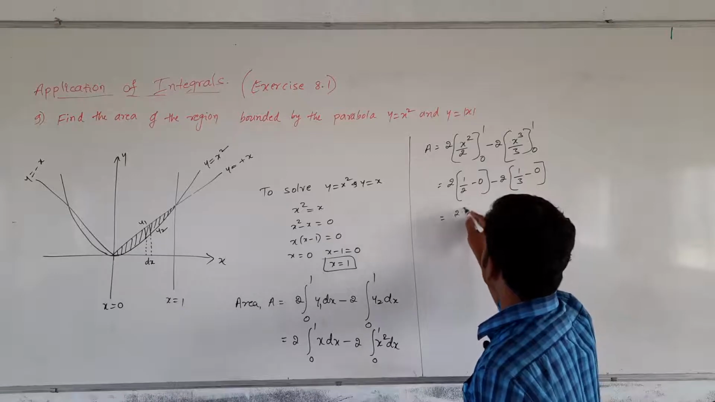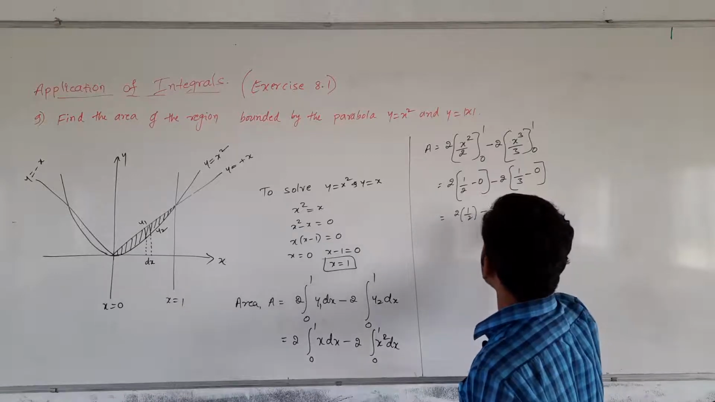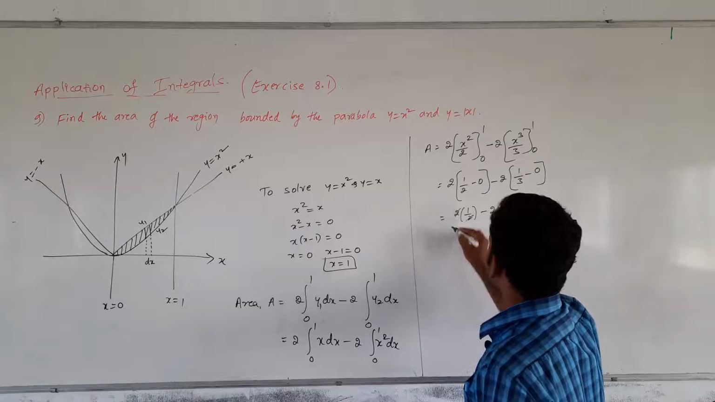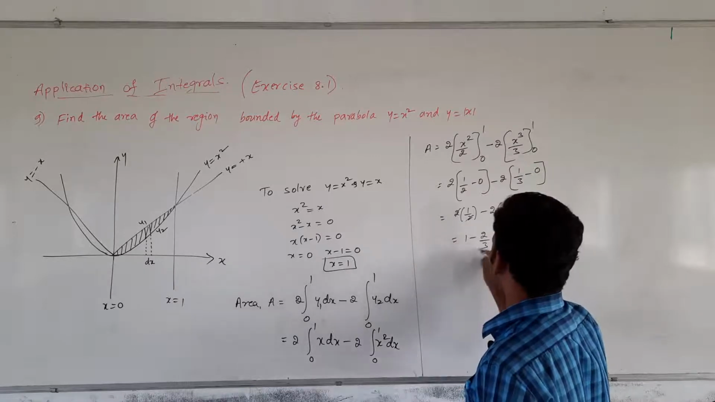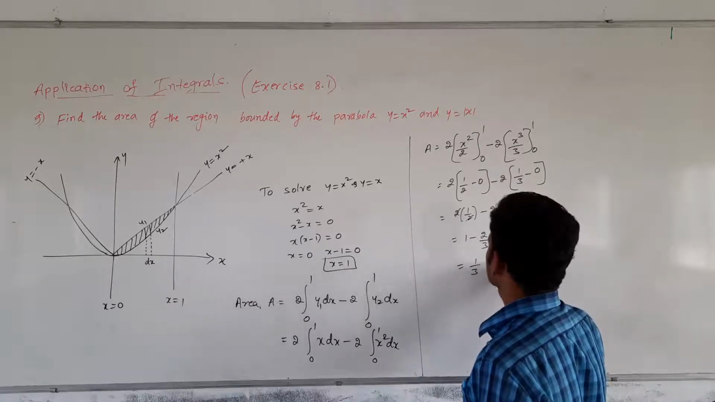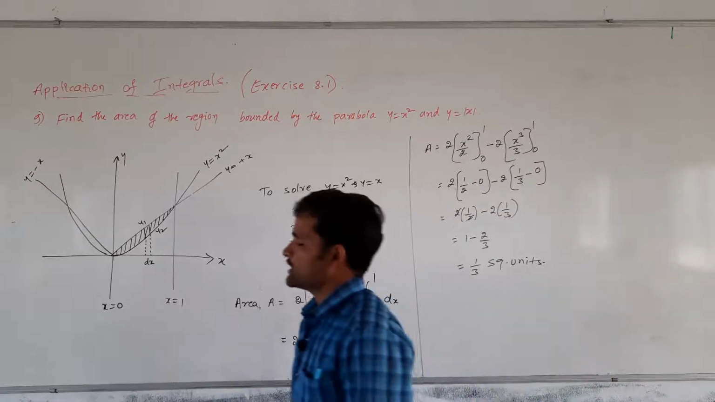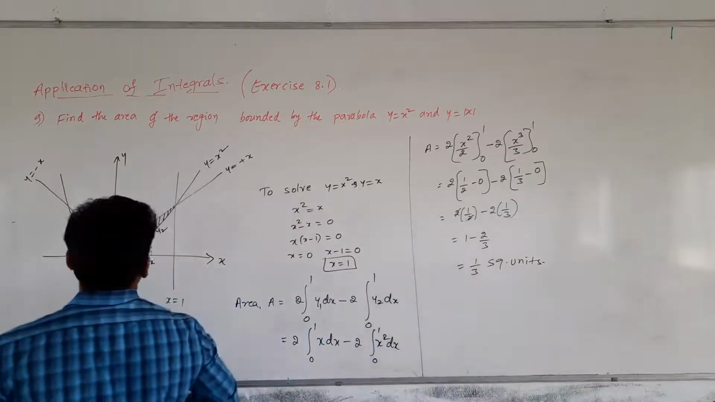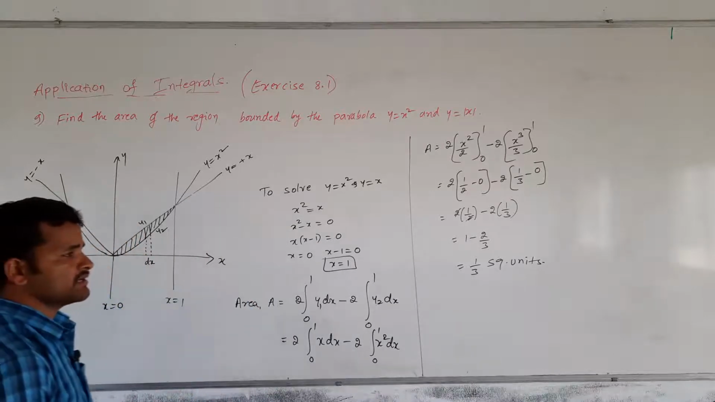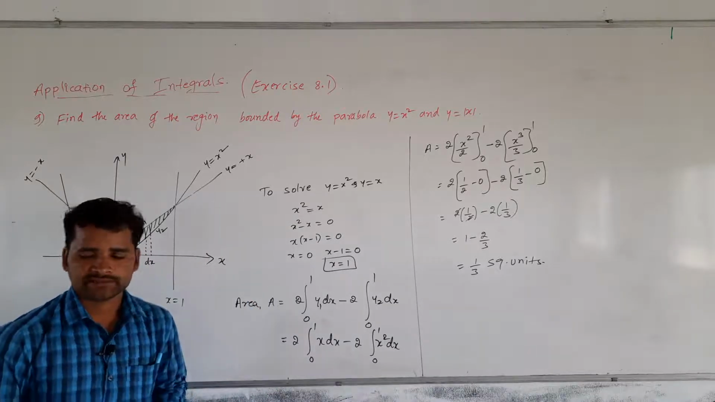So this is 2 into 1 by 2 minus 2 into 1 by 3. 2 gets cancelled out, 1 minus 2 by 3. 1 minus 2 by 3 is nothing but 1 by 3 square units. So the area bounded by y is equal to x square and y is equal to modulus of x is 1 by 3 square units.